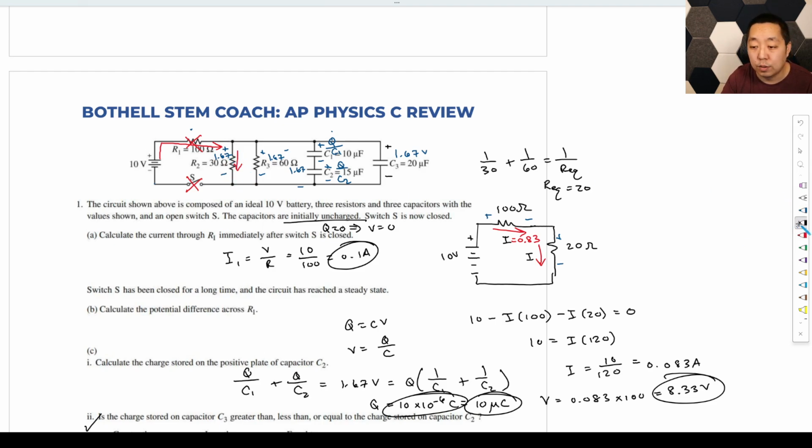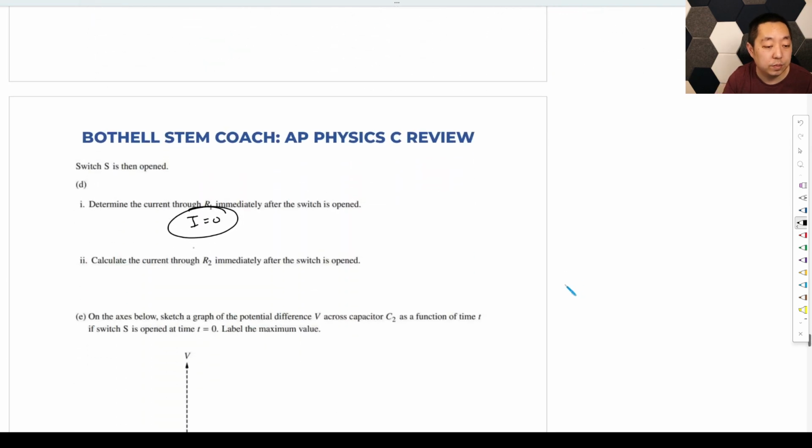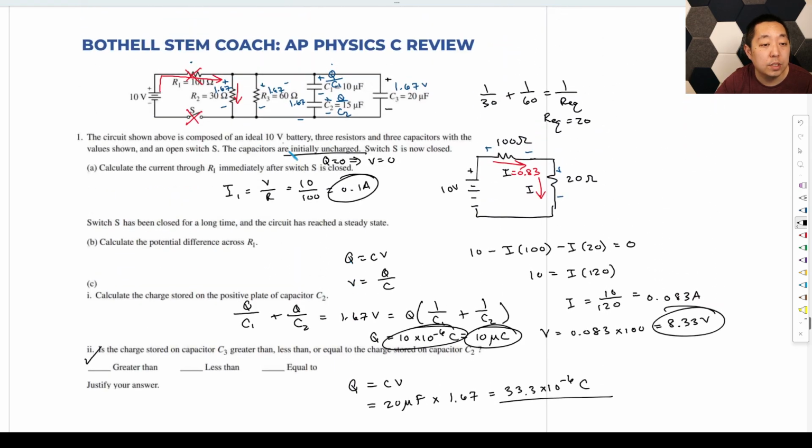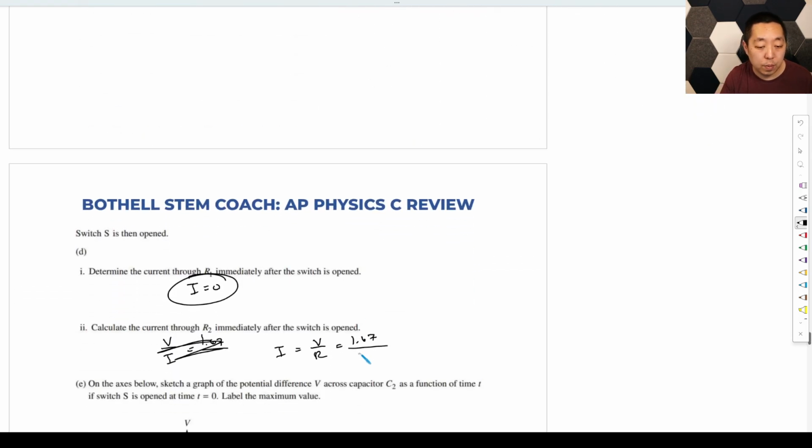Voltage over the resistance, 1.67 V over R. Actually, we want the current. Current is V over R. So that's 1.67, and then R2 resistance was 30 ohms. So it's going to be whatever that is.